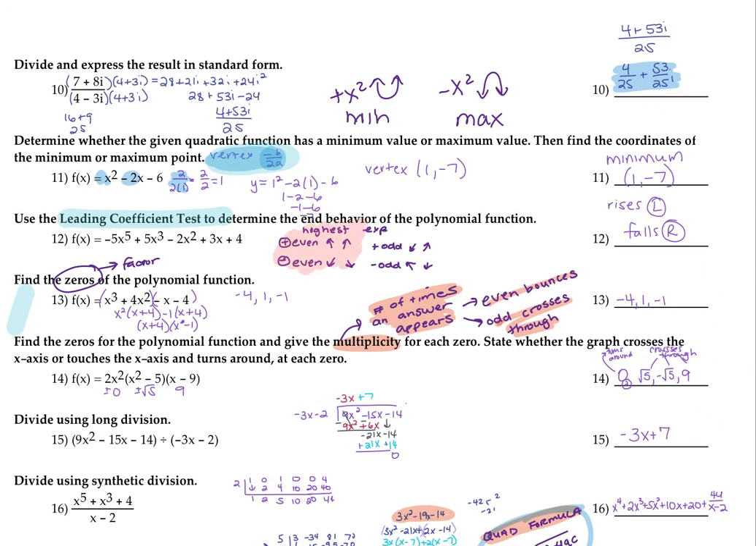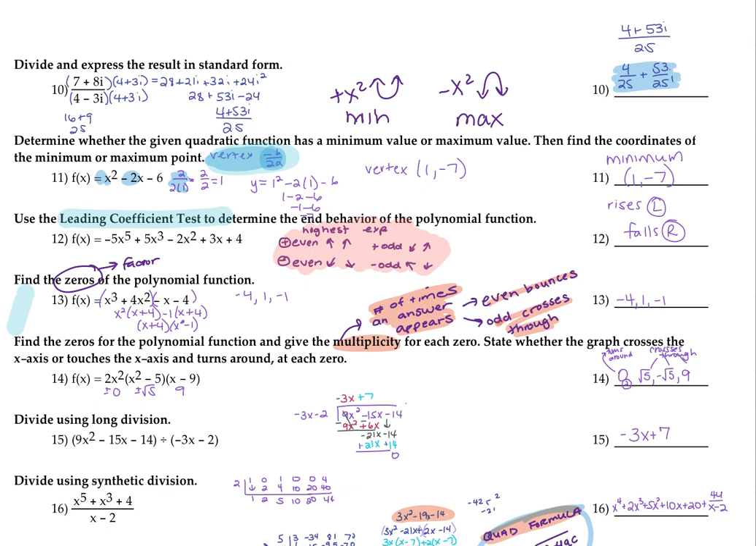If the highest exponent is even and the coefficient is positive, they both point up. If it's even and negative, they both point down. So the wording is rises left, rises right, or falls left, falls right. That's multiple choice. And then if it's odd and positive, then it falls left, rises right. And if it's negative and odd, it rises left, falls right.